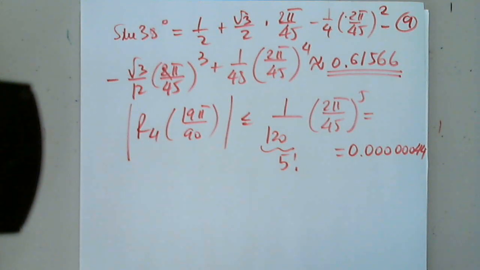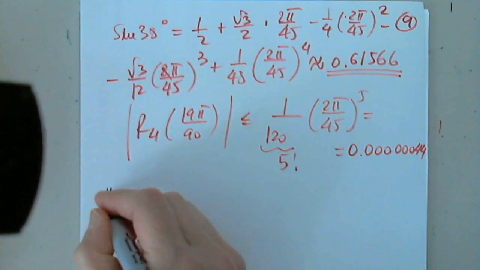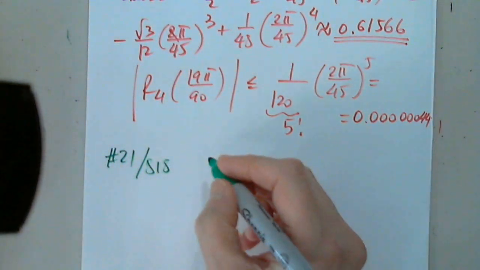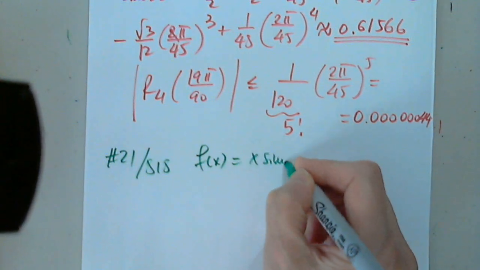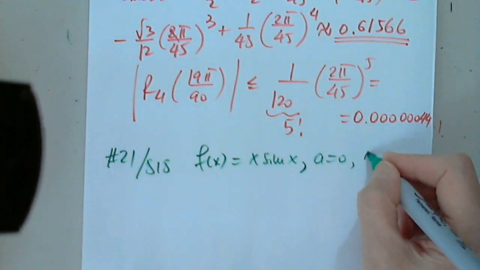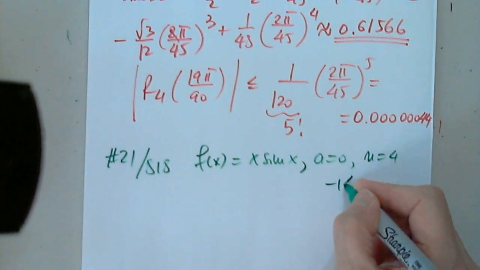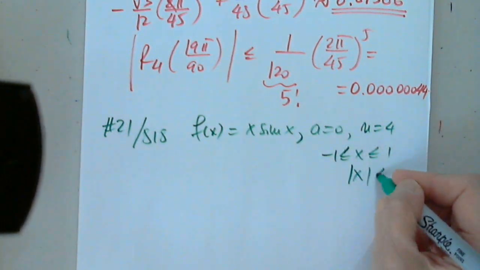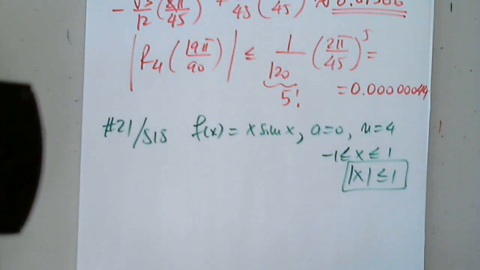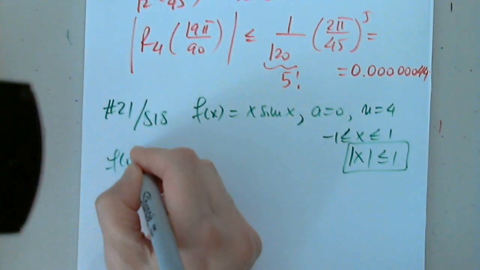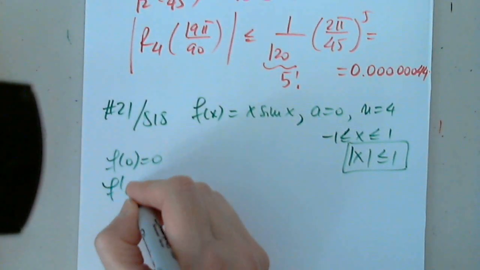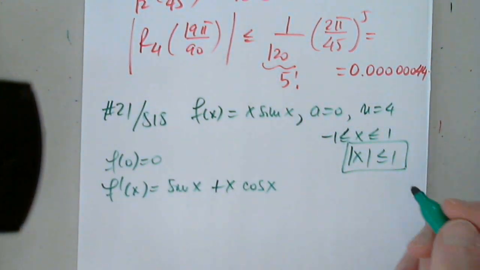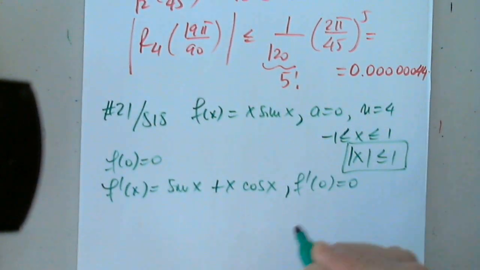Okay, we are free to move on to 21 now, on page 818. And here we have f of x equals x sine x, a equals 0, n equals 4 again, -1 less than or equal to x less than or equal to 1. So because a is 0, we can already write this. Good, so let's find f of 0, which is 0, f prime of x, which is sine x plus x cosine x, and then f prime of 0 is 0.